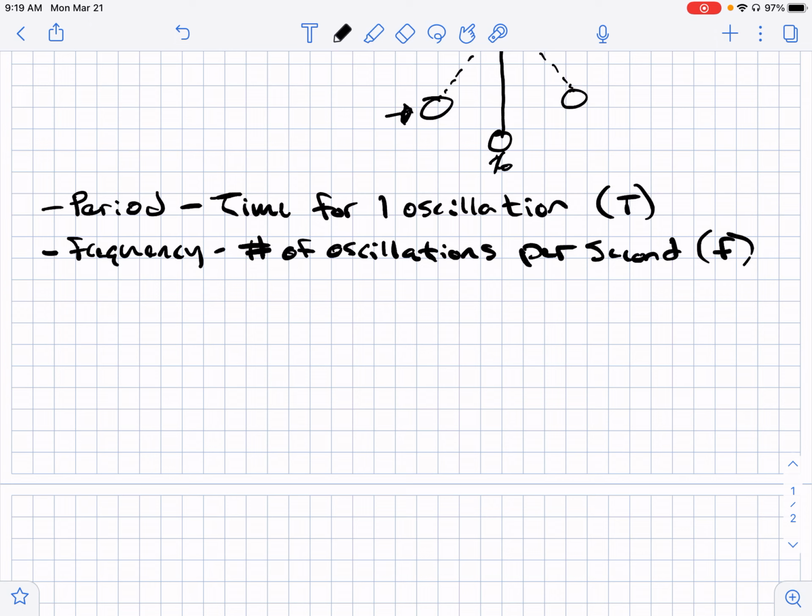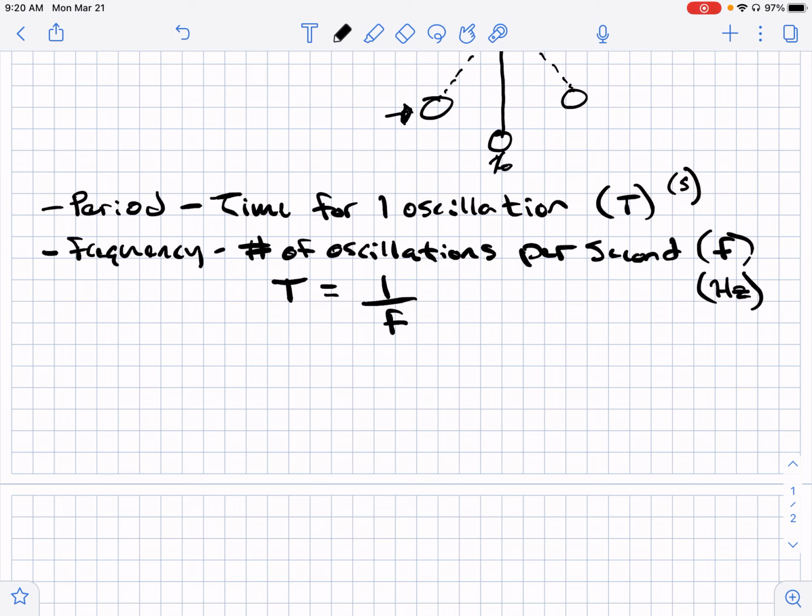And we actually have an equation that relates these two together. So capital T, period, is equal to 1 over frequency. So if you know the frequency, then you can solve for the period. Just do 1 divided by your frequency. Frequency is also measured in hertz, so Hz, whereas the period, remember, is in seconds.